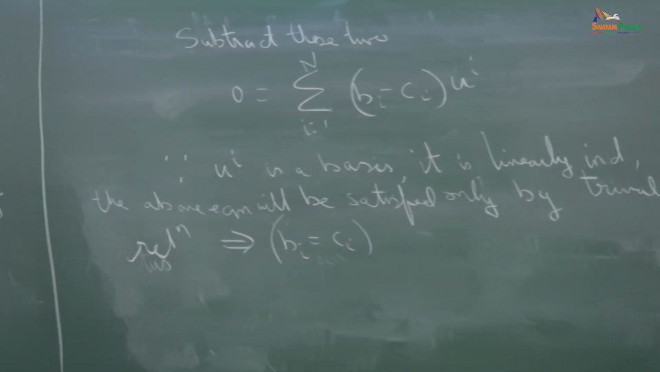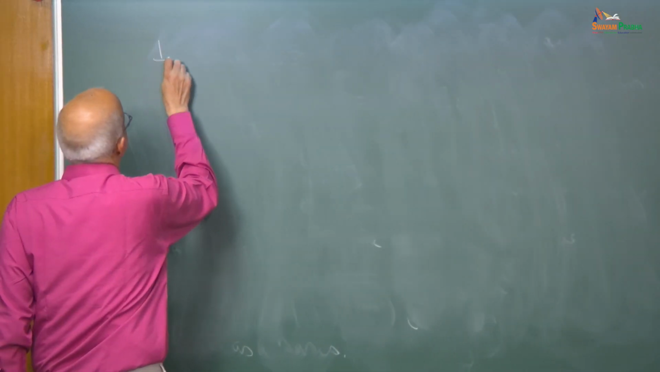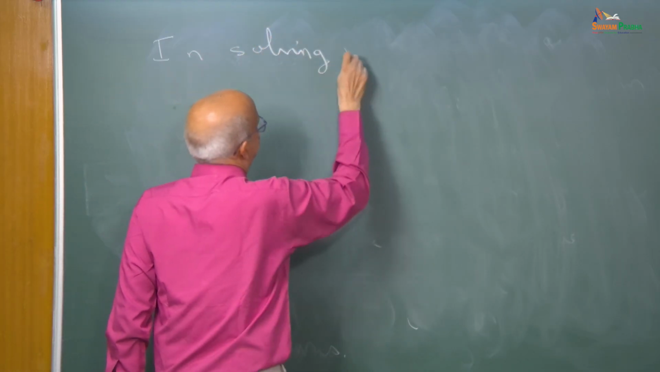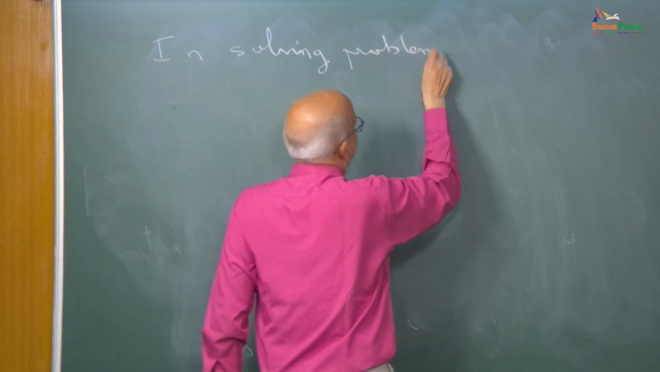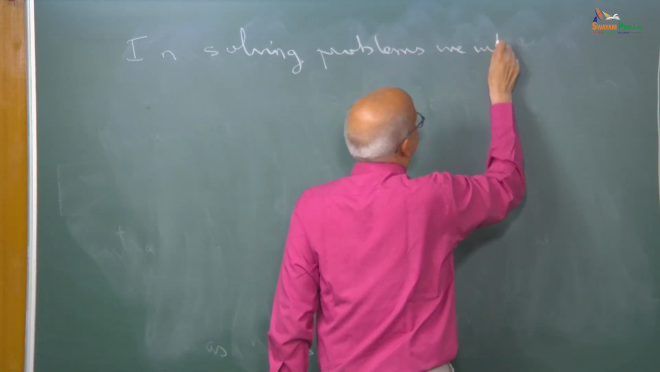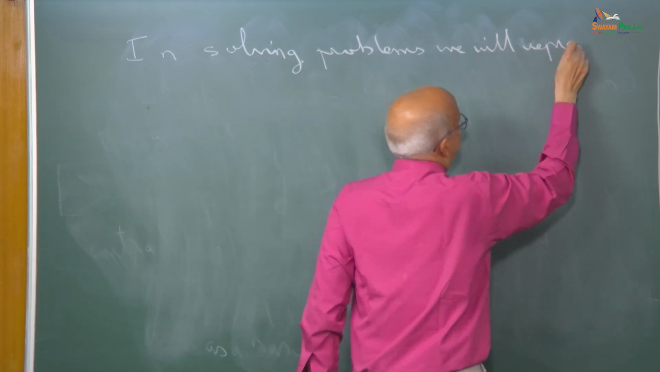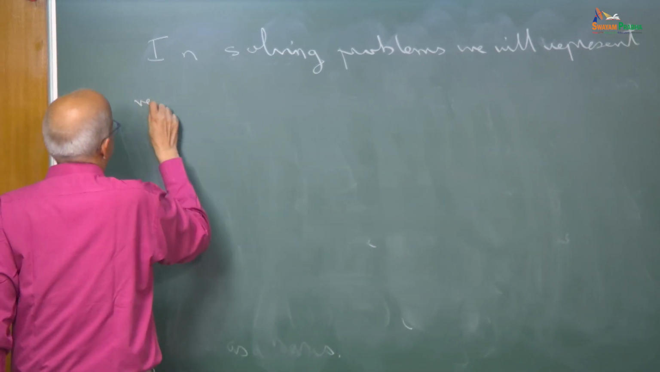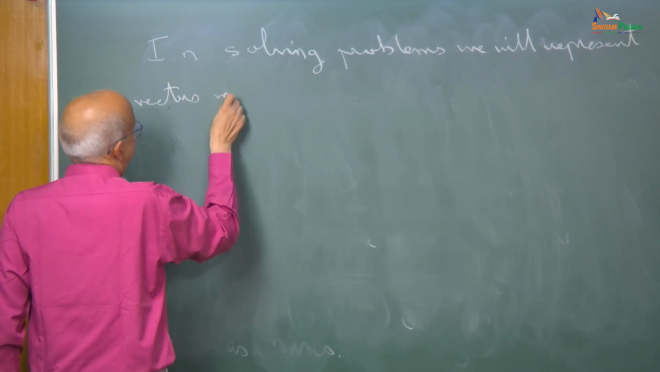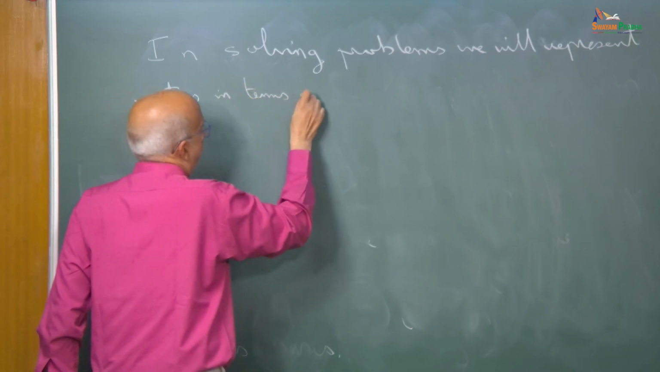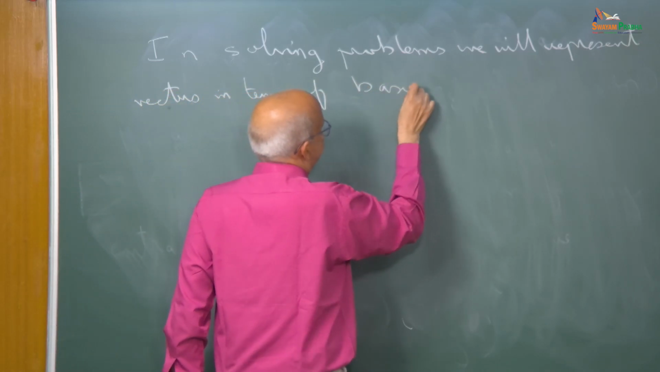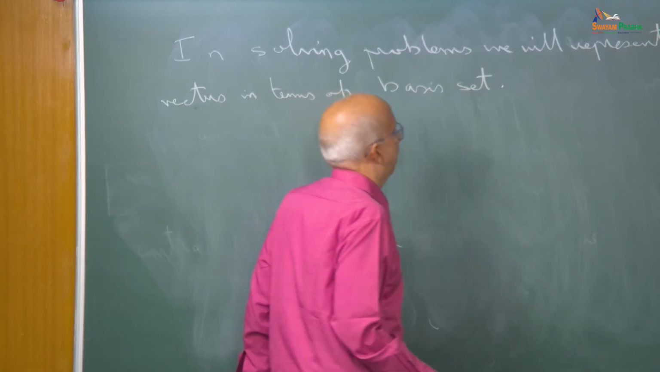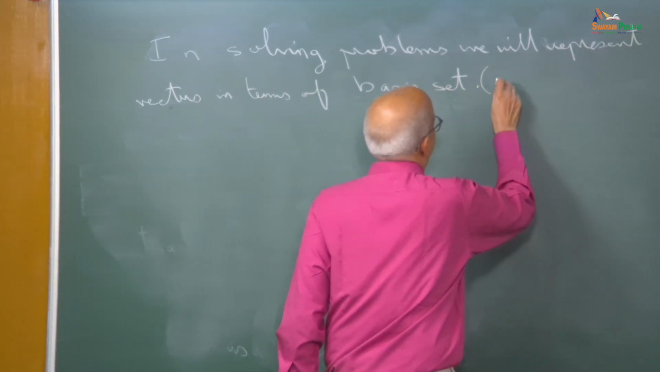So, in solving problems, we will represent vectors in terms of a basis set. I am going to call this basis set ui.